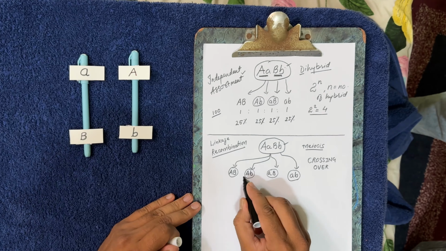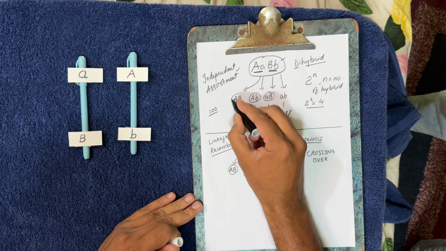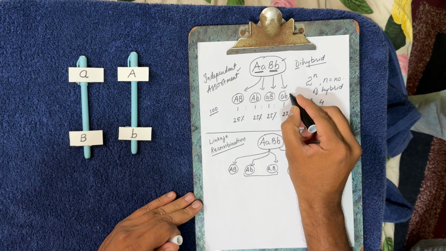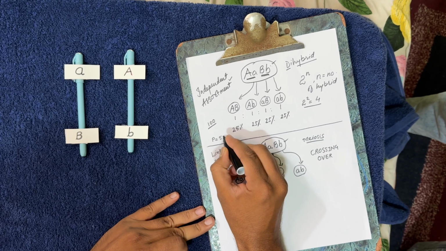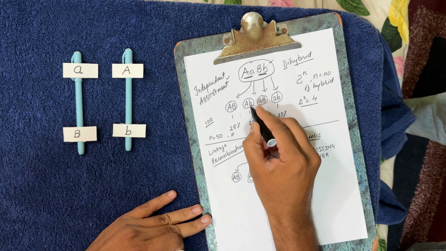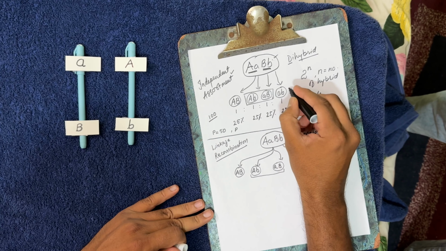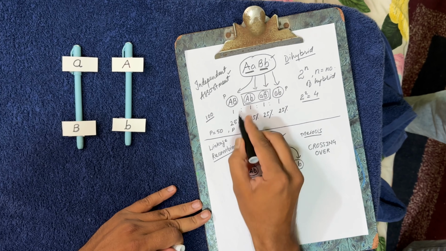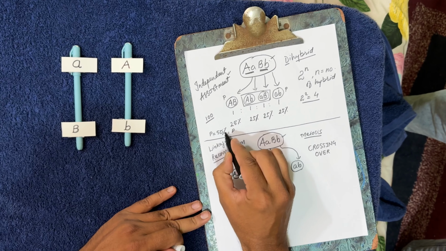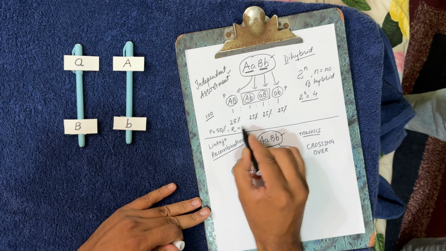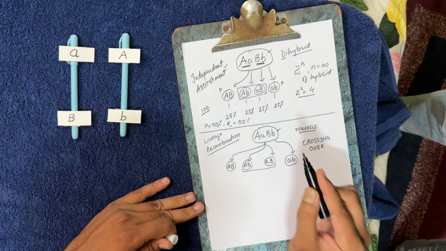But what do you think? What are the chances of crossing over here? In this scenario, these 2 are called parental combinations, and these 2 are called recombinants. So in this situation, what is the percentage of parental? 25 plus 25, 50%. And what is the percentage of recombinant? Again, 50%. I am talking about independent assortment. In that scenario, it would be 50-50.